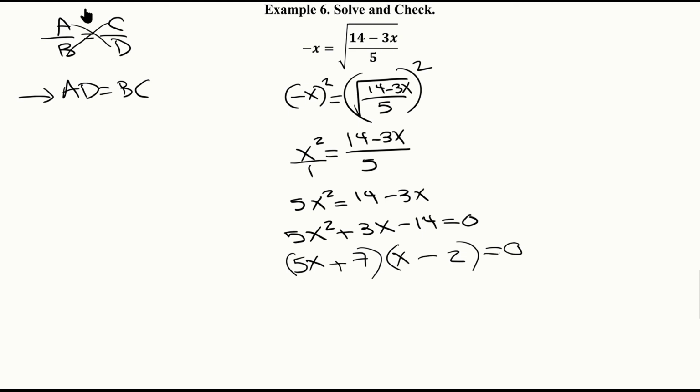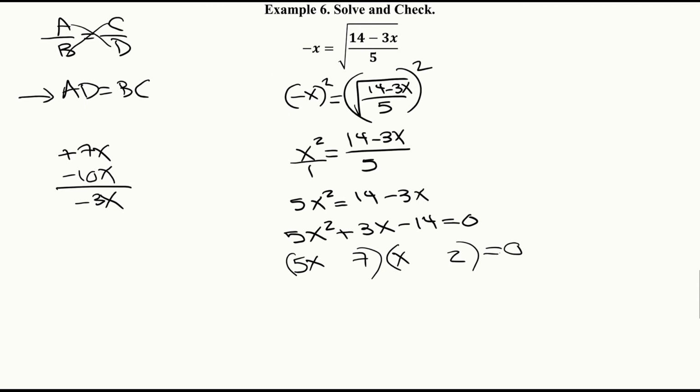Now let's check it. First times first is first, last times last is last, pay attention to the signs. The inner product is positive 7x, the outer product is negative 10x, which ends up to be negative 3x, which means we didn't have the placement of these correctly. So now we're going to change it.